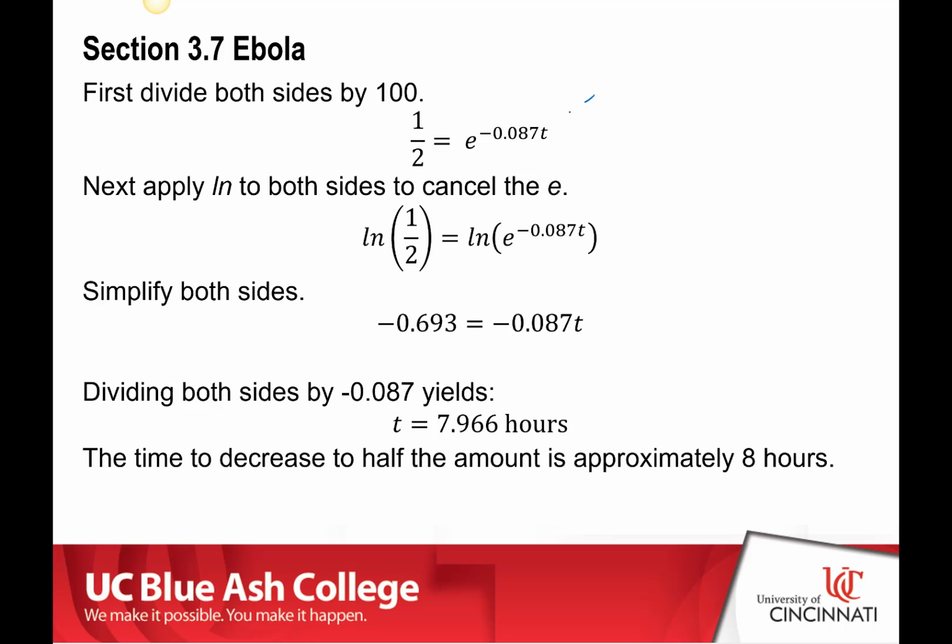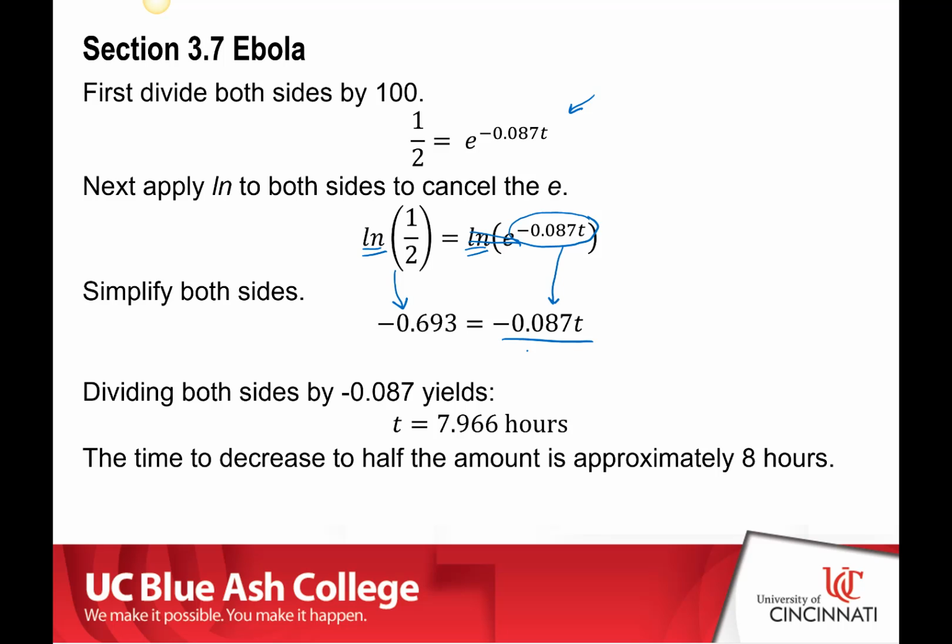Okay, here's that equation from the previous page. I'm going to apply the natural log to both sides, and the natural log and e cancel out, leaving just the negative 0.087t on the right-hand side. You can do the natural log of 0.5 or 1/2, whichever you want to call it. You can do this natural log on your calculator, and it's a negative 0.693. Yes, there is a mathematical reason why this is the negative of the natural log of 2, but that's not something we're going to work with in this particular class.